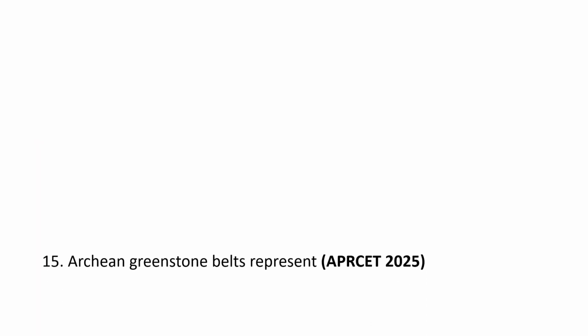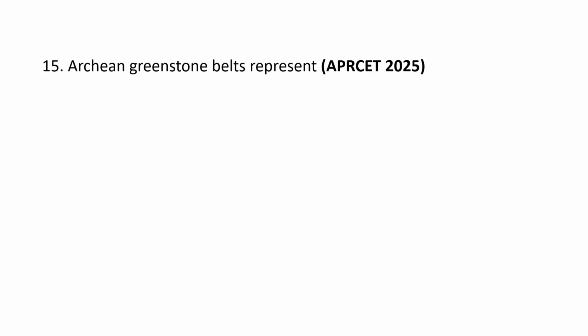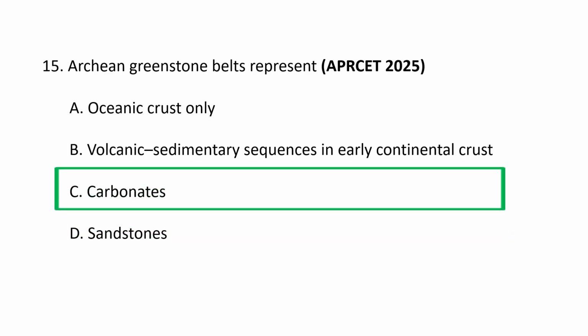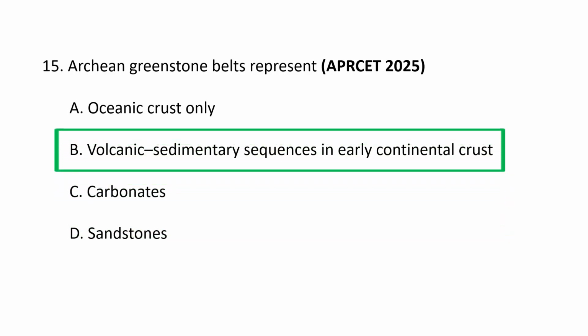Next question. Archean greenstone belts represent A. Oceanic crust only, B. Volcanic sedimentary sequences in early continental crust, C. Carbonates, and D. Sandstones. Archean greenstone belts represent volcanic sedimentary sequences in early continental crust. They represent the oldest records of the Earth's crust and are crucial for understanding early plate tectonics, mantle processes, and the evolution of life. They are complex geological environments composed of metamorphosed volcanic and sedimentary rocks that often contain significant ore deposits such as gold, nickel, and copper.